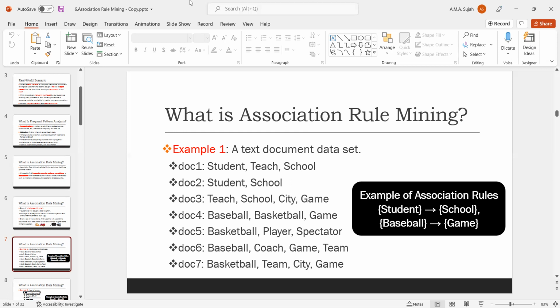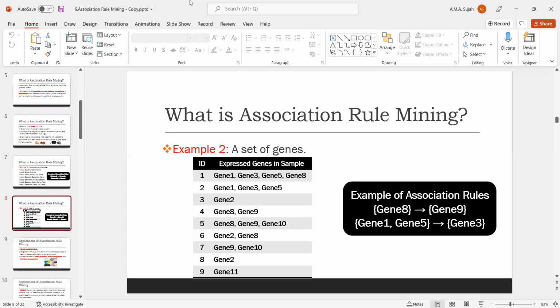By checking the title, which word is there. So if a student is there, definitely there is a school or university or teacher included in the title or content. Likewise, you can categorize. Another example, let's have a gene, DNA related example.